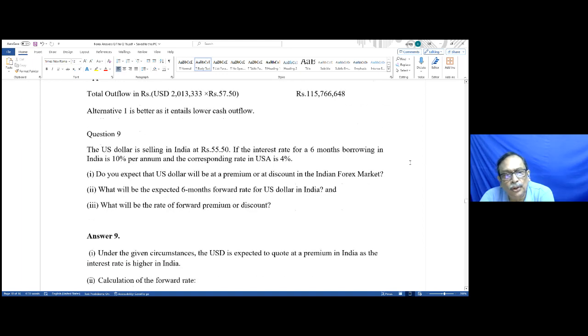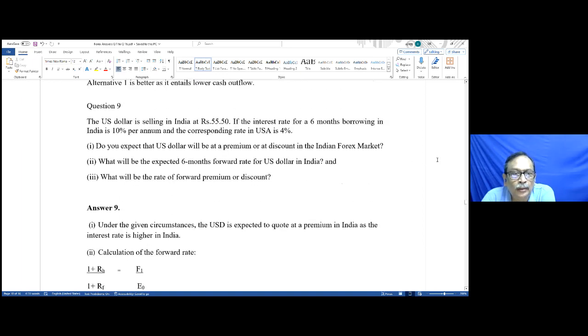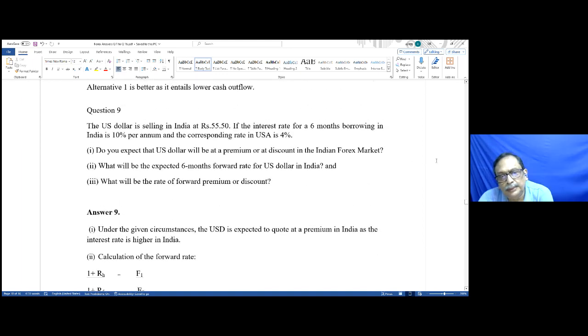Okay, so looking into the question, remember, it is given that the interest rate for a 6 month borrowing in India is 10% per annum and the corresponding rate in USA is 4%.